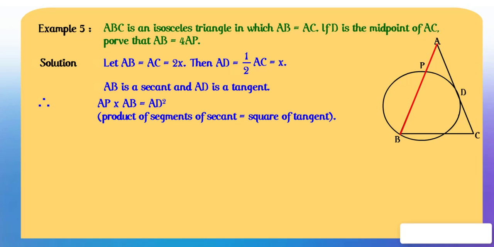Therefore, AP into AB is equal to AD square. Product of segments of secant is equal to square of tangent. Therefore, AP into 2x is equal to x square. This implies AP is equal to x by 2. Therefore, AB is equal to 2x is equal to 4 into x by 2 is equal to 4AP.